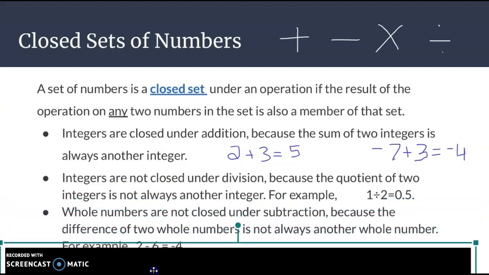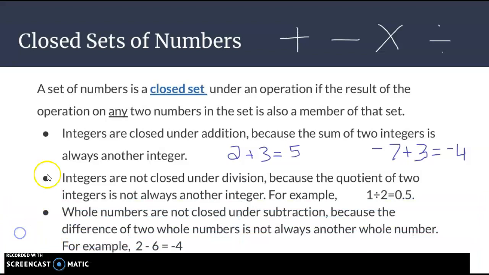Let's look at another example here. Whole numbers are not closed under subtraction because the difference of two whole numbers is not always another whole number. For example, 2 minus 6 is negative 4. Whole numbers, remember, start with 0 and go 1, 2, 3, 4. Whole numbers are the positive whole numbers, including 0. 2 is a whole number. 6 is a whole number. However, if I subtract them, I get negative 4. Negative 4 is not considered a whole number. So that's illustrating the differences.